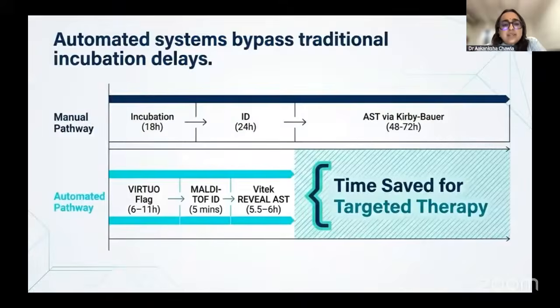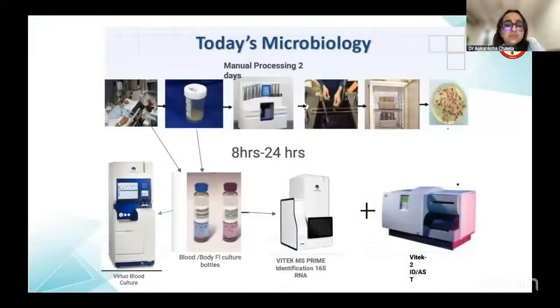So as you can see, with the manual pathways, it can take up to 72 hours before you get the final report. But with automated pathways like MALDI-TOF, it can identify organisms as early as 5 minutes, and Virtuo can flag growth anywhere between 6 to 11 hours. So it basically saves time for your targeted therapy, hence improves the overall outcome.